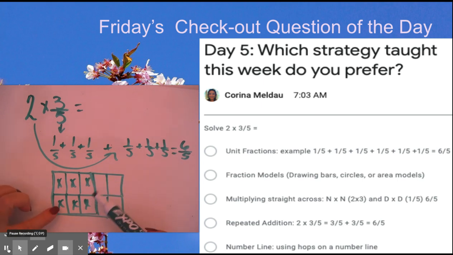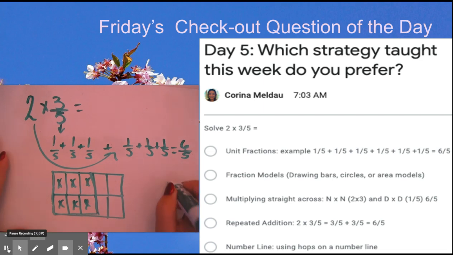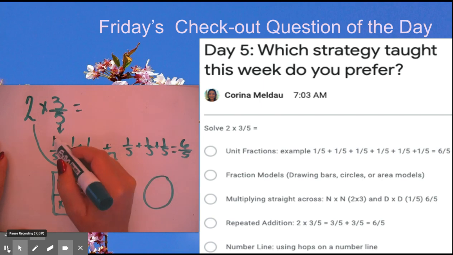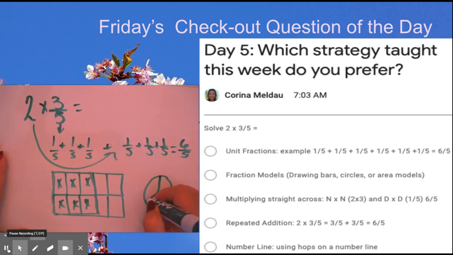So your fraction model could be an array, or you could even do circles. You could color in 1/5 or 3/5, but you have to start with your ones. 1, 2, 3, and then 1, 2. Uh-oh, I need another one for my 3. You'll see there's your 3. So I have 6 pieces altogether. 5 plus 1 is 6, and there's 5 pieces.